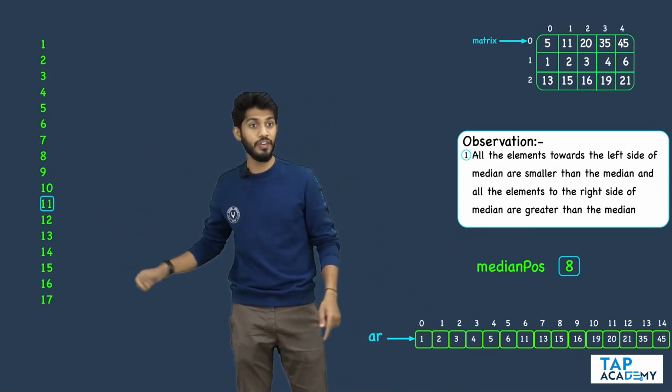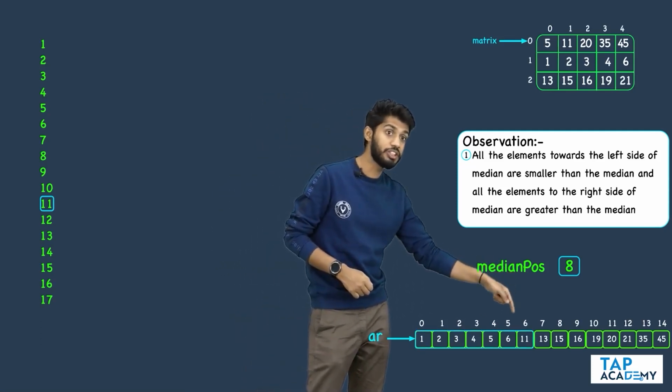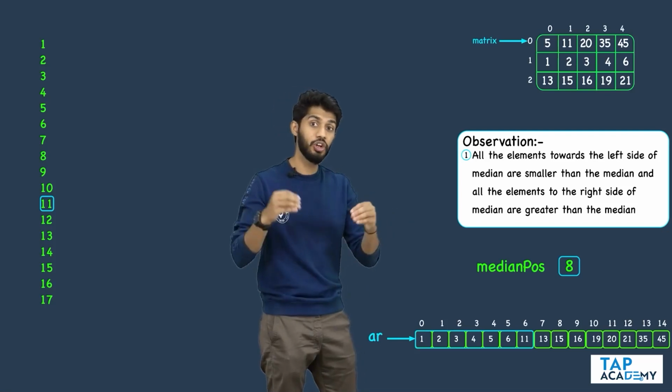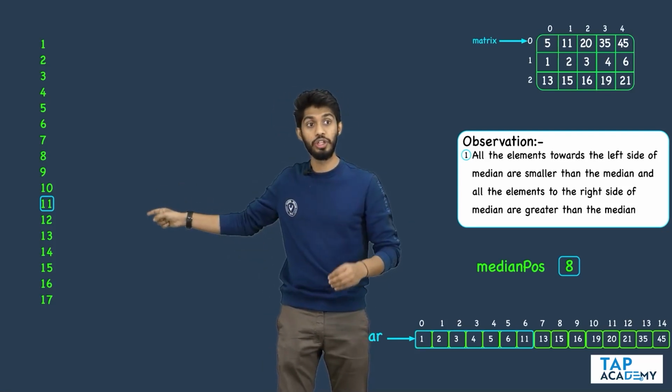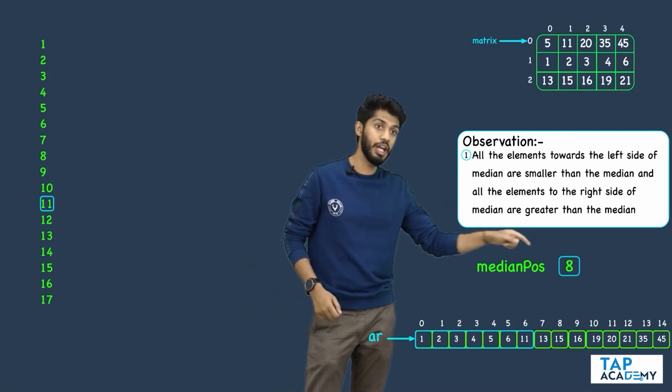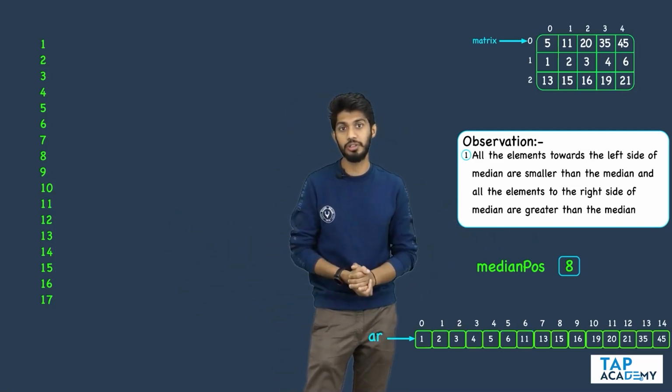Now when I check with 11, there are 7 elements which are less than or equal to 11. But how much do we want? We need 8. Still not matching. So what do I need to do?